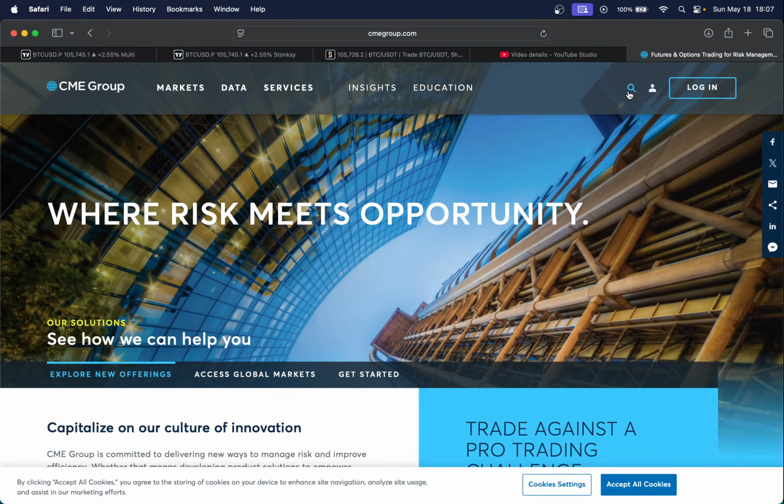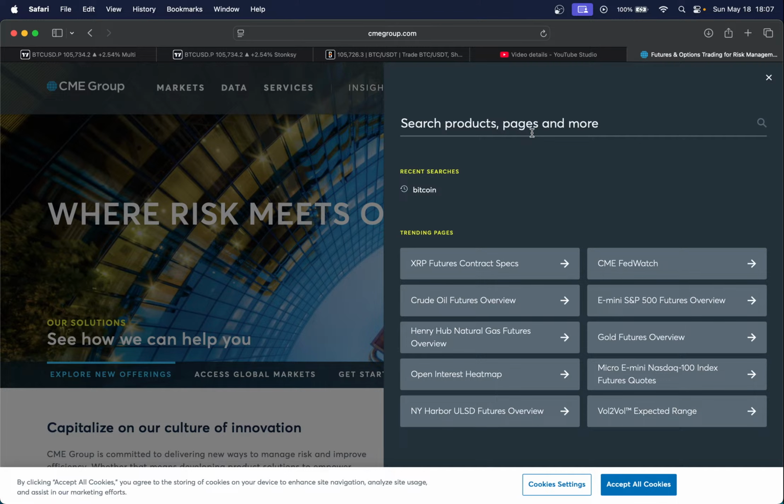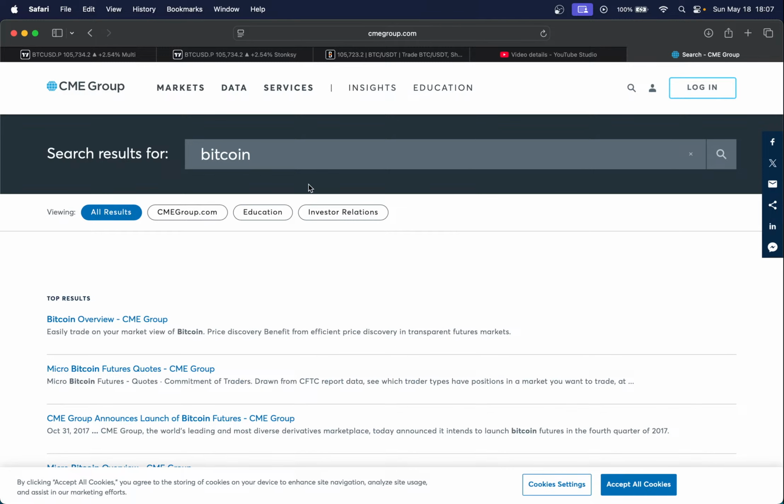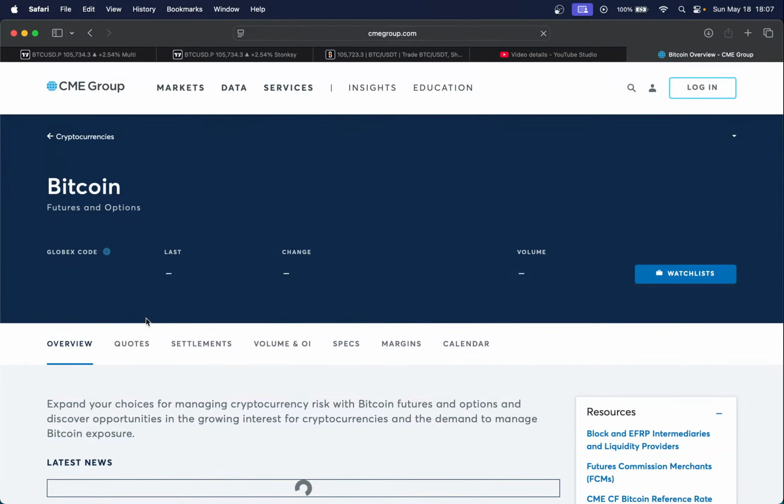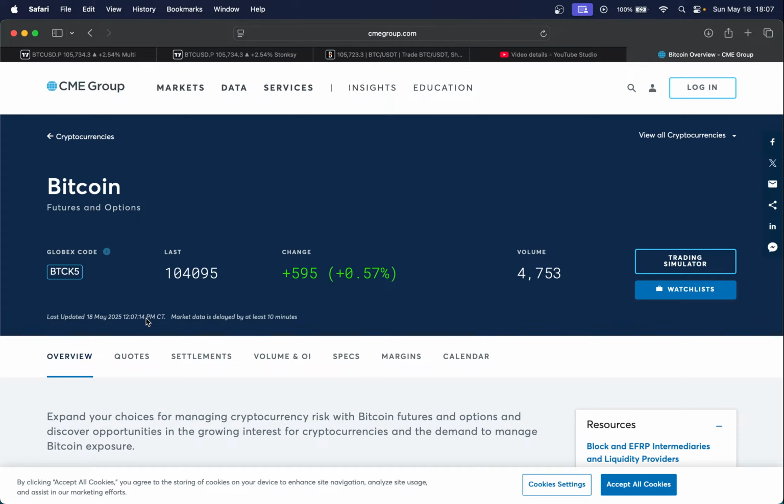If we look on cmegroup.com, look for Bitcoin, and go to this one here, Bitcoin overview. This is the actual CME price, so 104.095. I'm just going to make a note of that somewhere, if I can find a pen and a bit of paper. Very old school here. Right, 104.095. Cool.